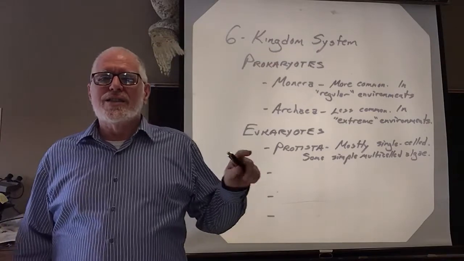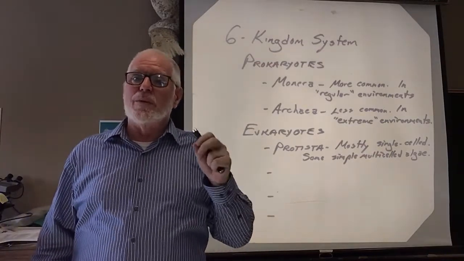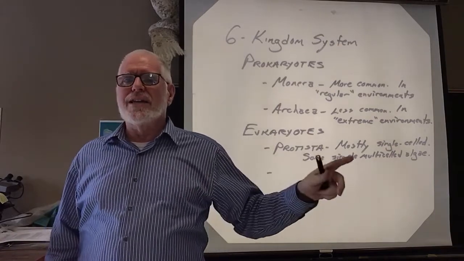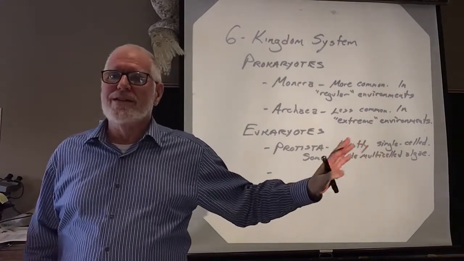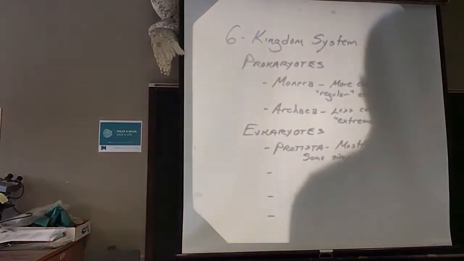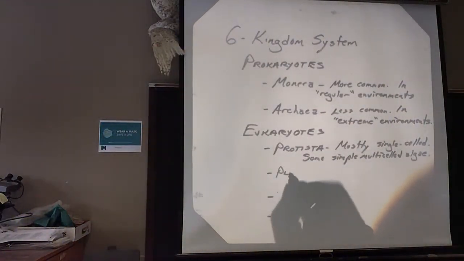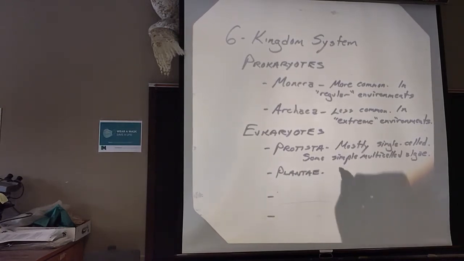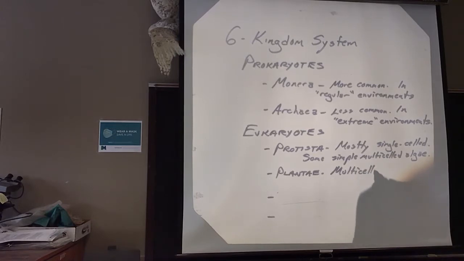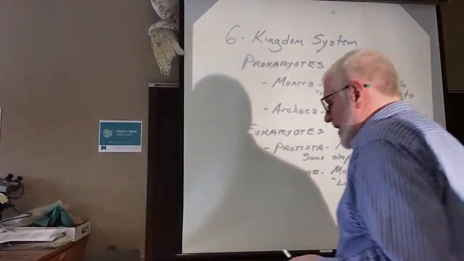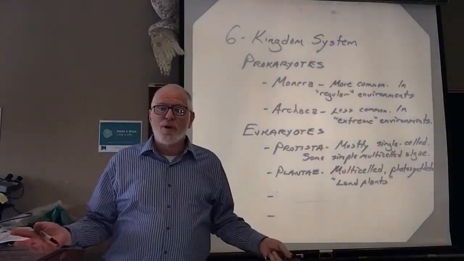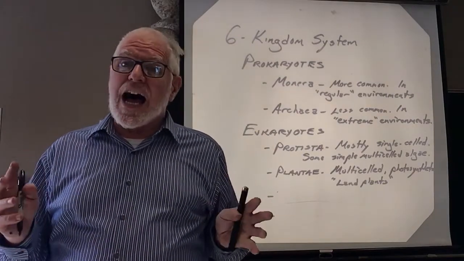It gets weird. So the protista are single-celled but more complex cells like our cells, and some of what they call marine algae. Everything else is multicelled. Multicelled, photosynthetic, have adapted to living on land even if they've gone back into the water. Those are the plantae, the plants.